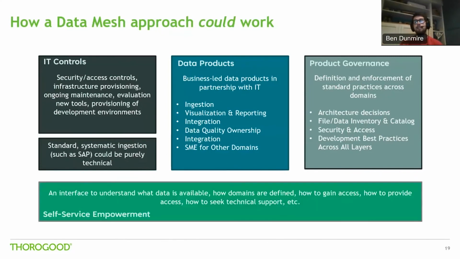And then something else, not exactly sure physically what this is, but some sort of interface that enables really the self-service empowerment to work in one's domain and across different domains. So how do I know what's available out there in domain X, and how do I let people in my domain know how to get access to it?